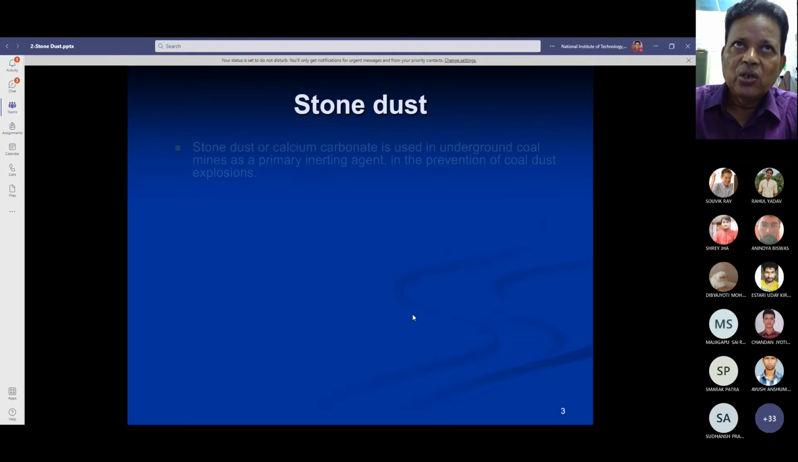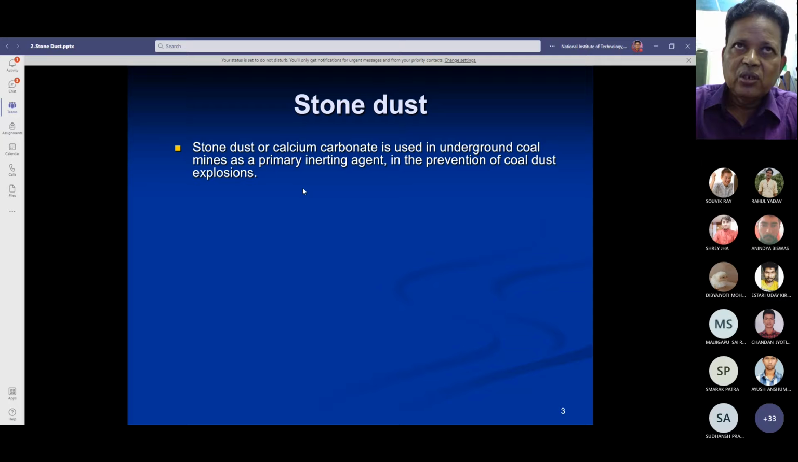So what is stone dust? Stone dust, or calcium carbonate. The chemical name of stone dust is calcium carbonate. It is used in underground coal mines as a primary inert material. So the stone dust is an inert material in the prevention of coal dust explosion. To prevent coal dust explosion, stone dust is used as an inert agent.